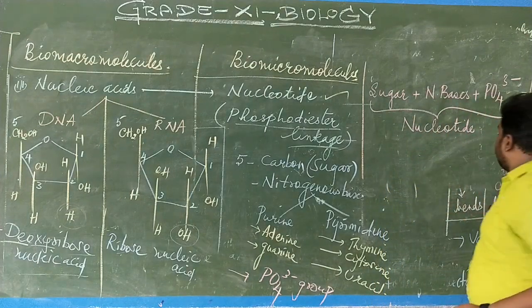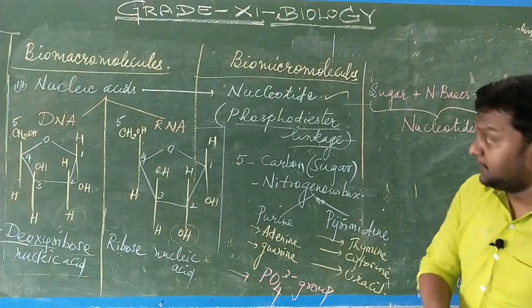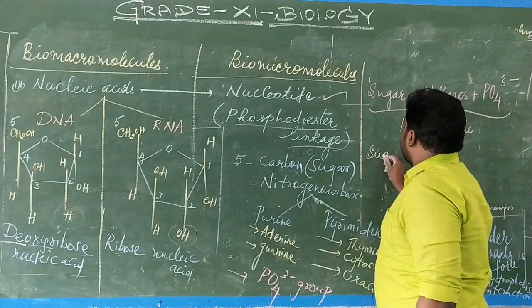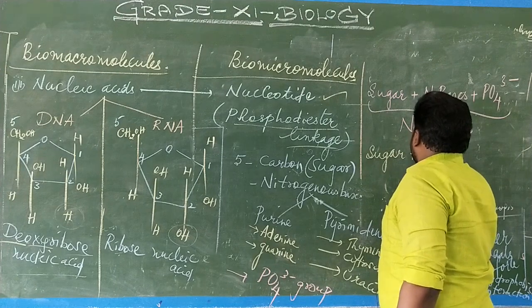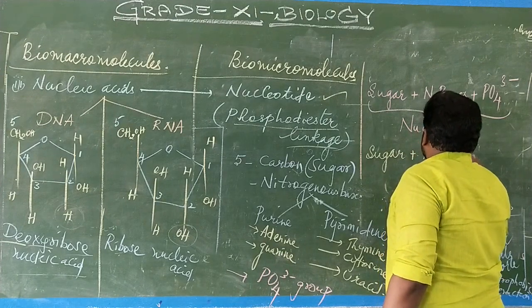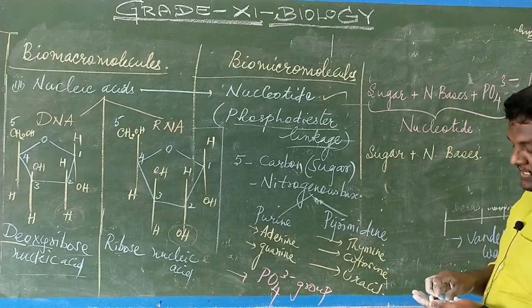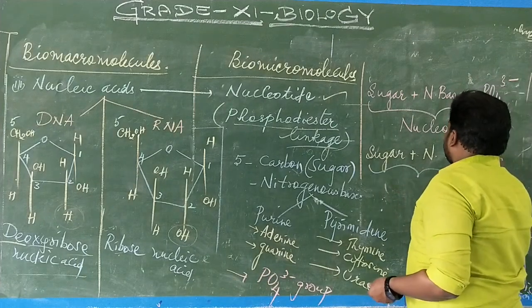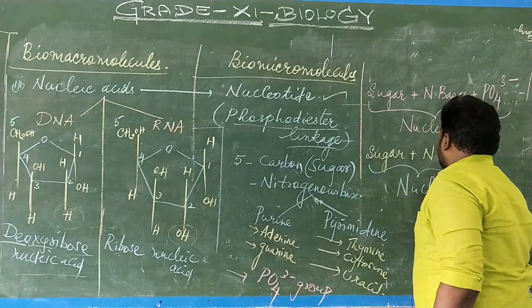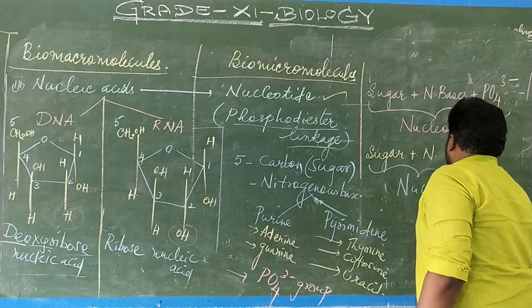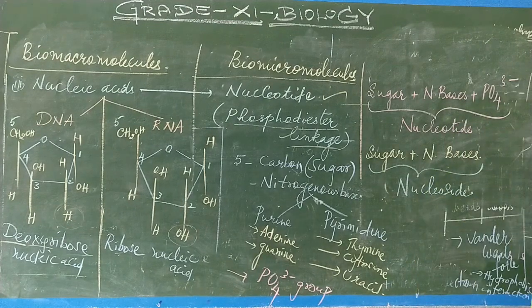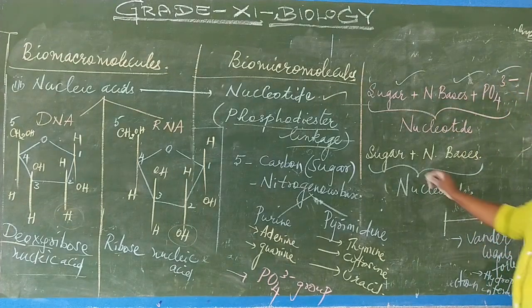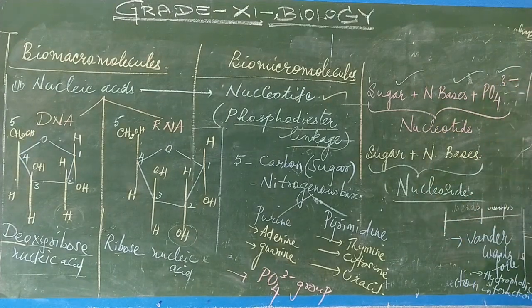Suppose only sugar and nitrogenous bases are present, then we call it a nucleoside. What is a nucleoside? Sugar and nitrogenous base. A nucleotide has the sugar, nitrogenous base with the phosphate group. So we must know what a nucleotide is and what is meant by nucleosides.